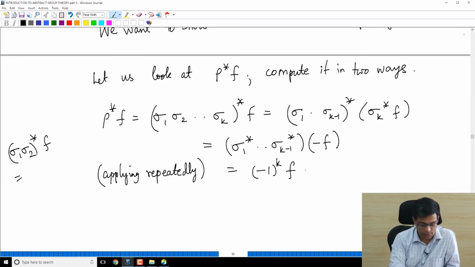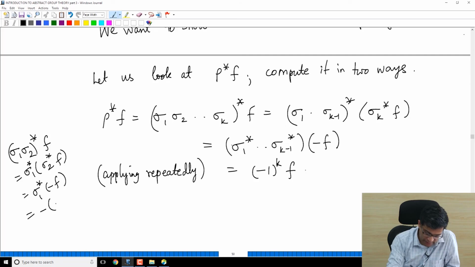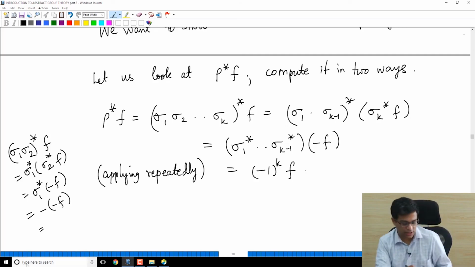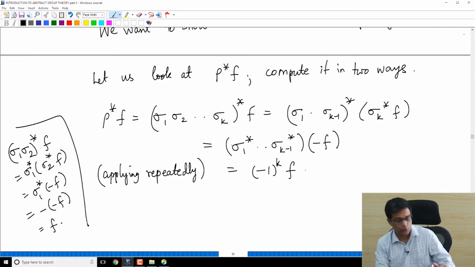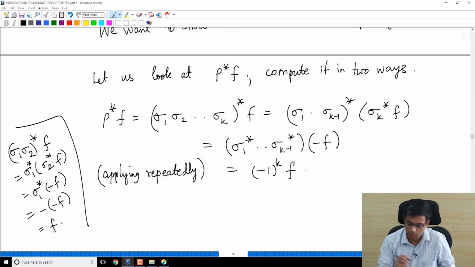So sigma 1, sigma 2 are transpositions. Sigma 1 sigma 2 star f will be sigma 1 star of sigma 2 star f. But sigma 2 star f is minus f. So this will be sigma 1 star of minus f, but that is the same as minus of minus f, because sigma 1 star changes the sign. So this is f. So now if you have a sigma 3, this is (-1) squared f, because there are two terms. If you apply it once more, it will be (-1) to the power 3, and so on. So it is (-1)^k f.